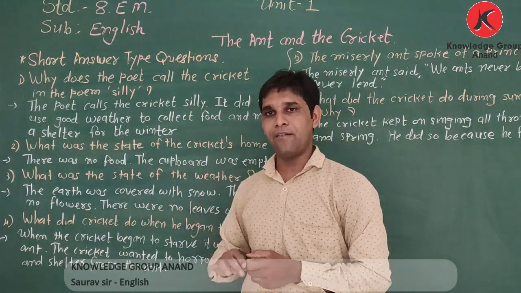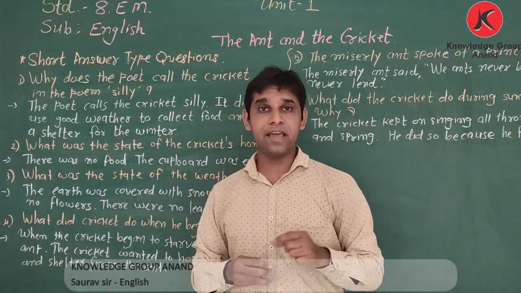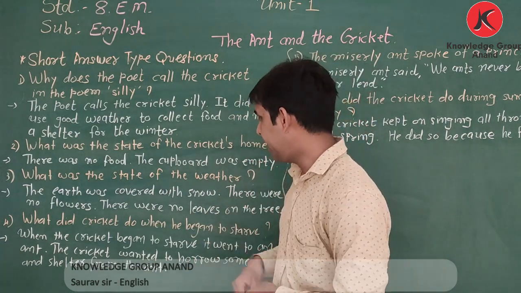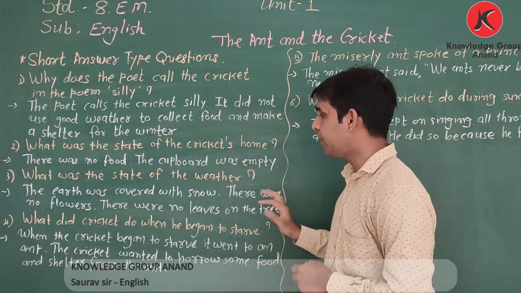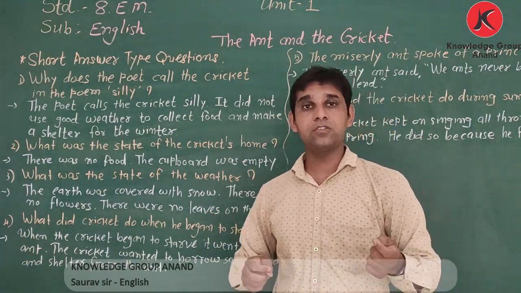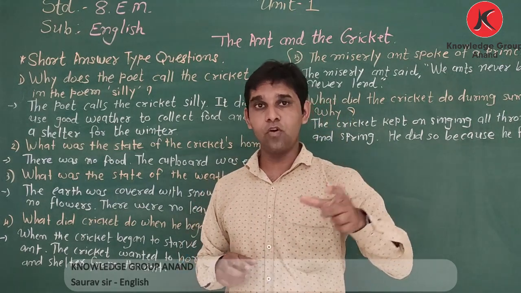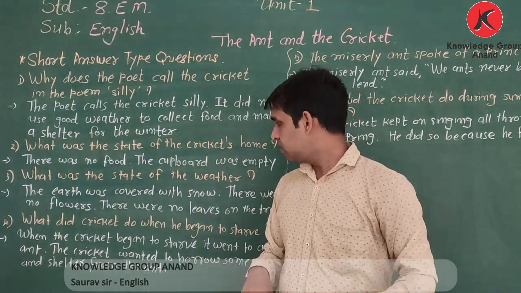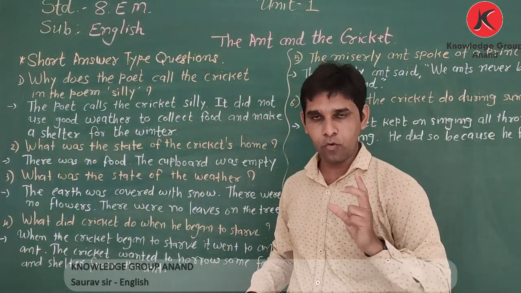There were no flowers. In the winter season, there wasn't a single flower or a single leaf on a tree. Why? Because of rain. Rain means snowfall. That is why the earth was covered with snow and the weather was not good.